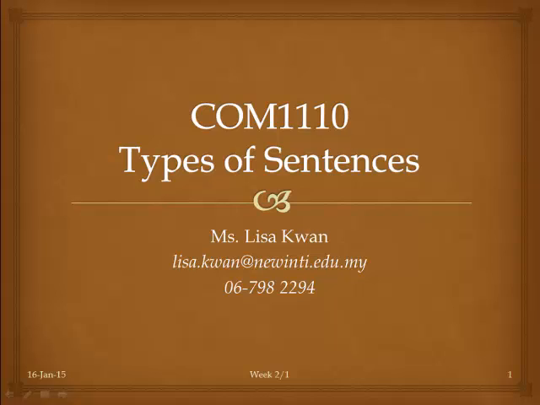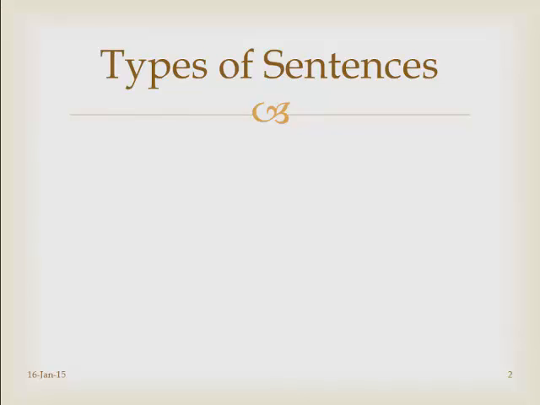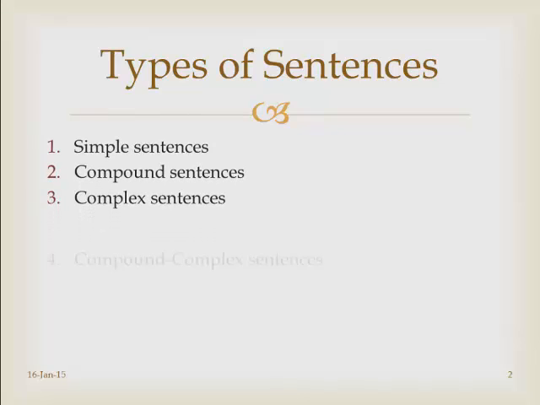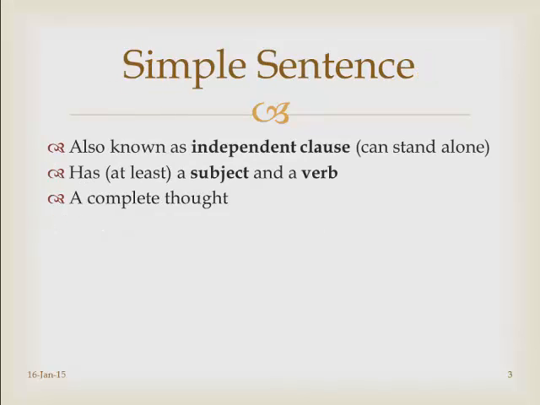So let's begin. Now when we talk about types of sentences, I'm going to focus on the four major types, which are simple sentences, compound sentences, complex sentences, and compound complex sentences. I'll explain each of these with examples in detail. So the first one is a simple sentence.